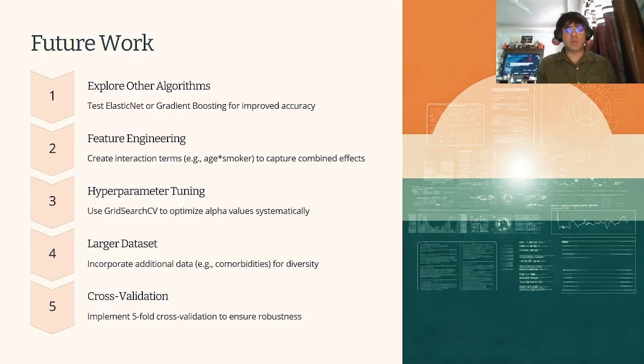To enhance this project, we plan to test advanced algorithms like ElasticNet or gradient boosting for better accuracy. Engineer new features such as interaction terms like age and smoker. Use GridSearchCV for systematic hyperparameter tuning. Incorporate larger datasets with additional factors like comorbidities. Implement five-fold cross-validation for greater robustness. These steps will further refine our model and broaden its applicability. Let's conclude.